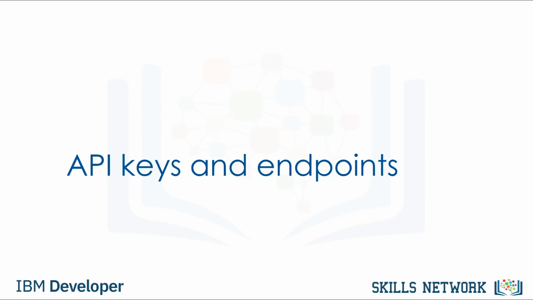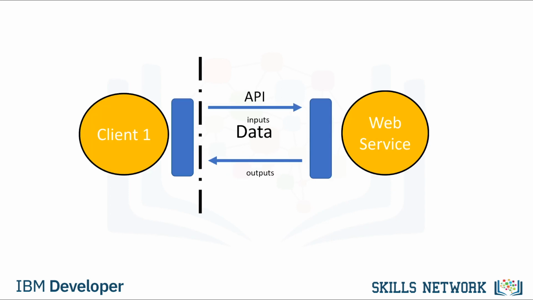First, we will review API keys and endpoints. They will give you access to the API. An API key is a way to access the API. It's a unique set of characters that the API uses to identify you and authorize you. Usually your first call to the API includes the API key. This will allow you access to the API.